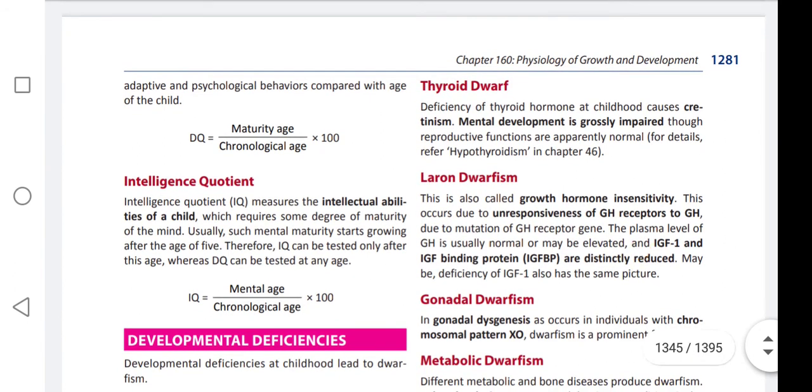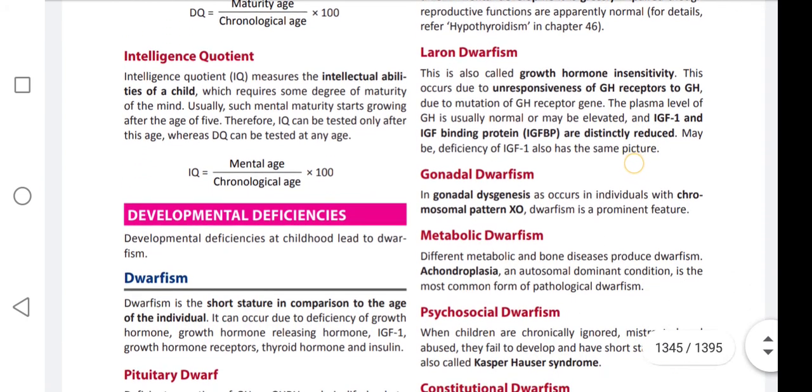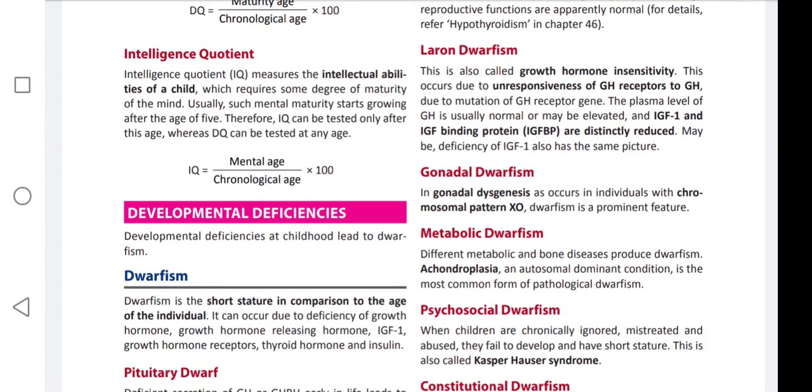Why does latent dwarfism occur? It occurs due to insensitivity to growth hormone, or unresponsiveness of growth hormone receptors. The picture is also the same for deficiency of which hormone in the body? Insulin-like growth factor 1.